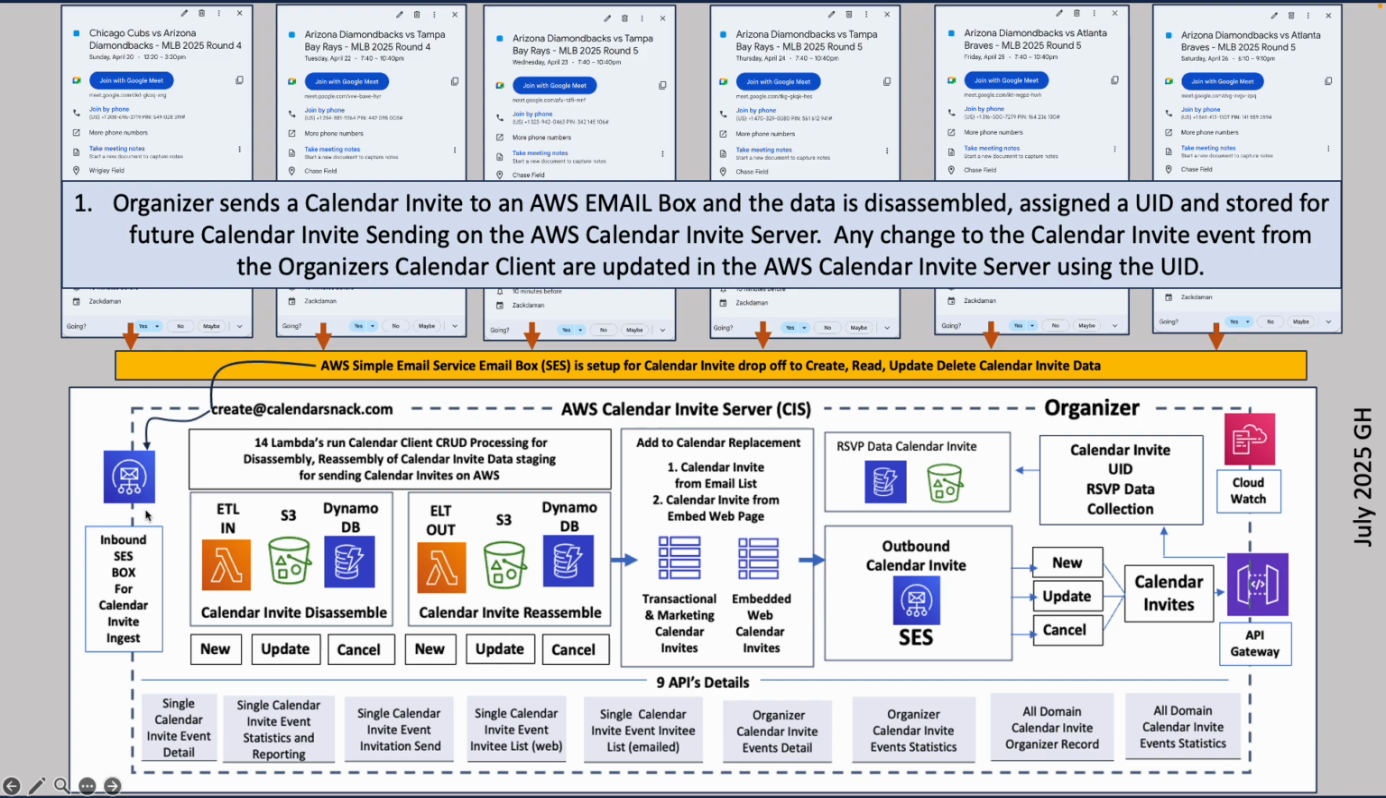This data gets plumbed into the AWS inbound gateway. That inbound gateway is an SES box, simple email service box. We disassemble the data for new, update, or cancel every time it iterates, and then we reassemble and send out any new, updated, or canceled data when the API number one is called down here, which is a single calendar invite using our APIs here talking to the API gateway.